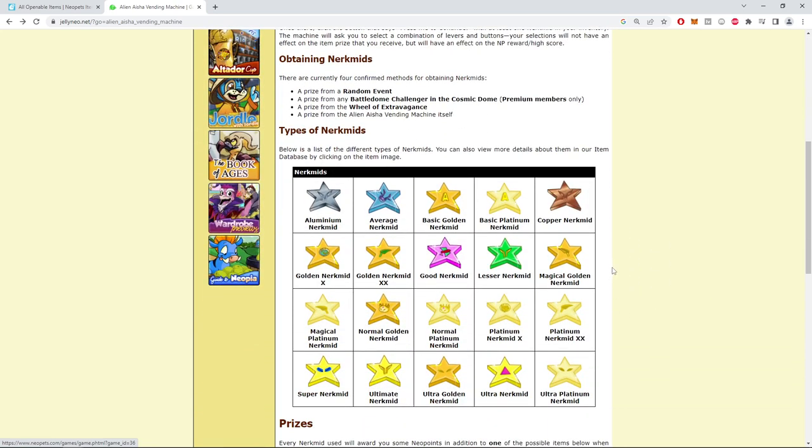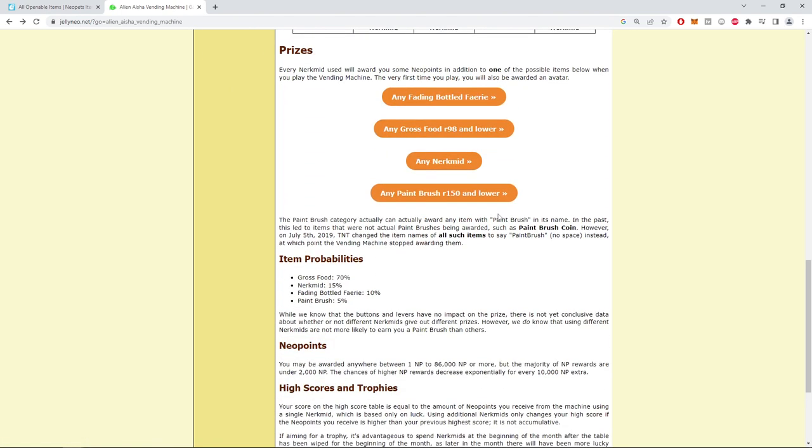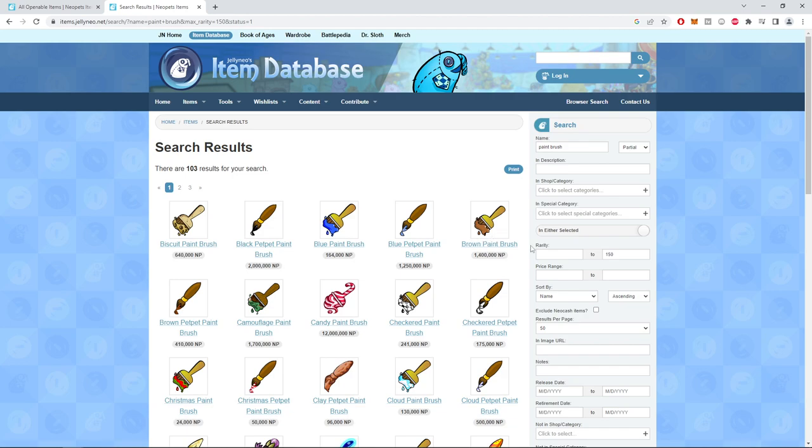Okay, let's start with the golden standard, Nerk mids. Everyone knows what a Nerk mid is, they know what it does, and they know you can always sell a paintbrush, all right? Pretty straightforward, there's a 5% chance to get a paintbrush. The fairy is useless, gross food useless, Nerk mid, reuse it or sell it.